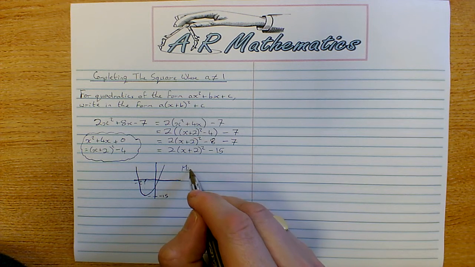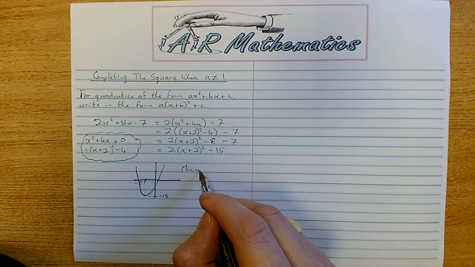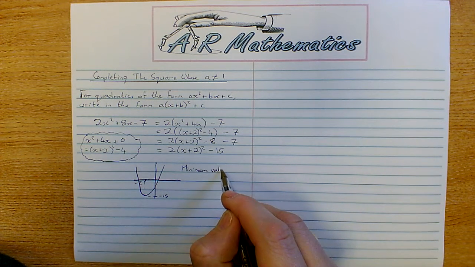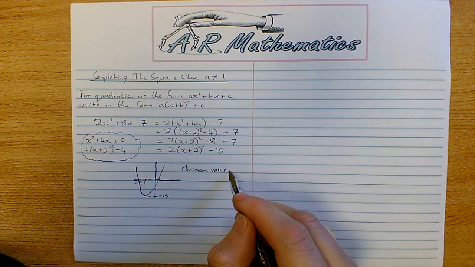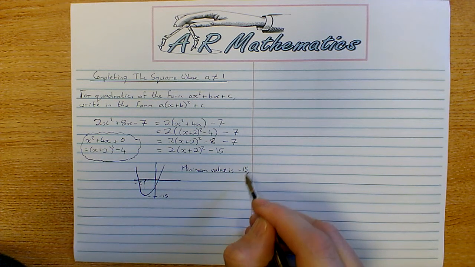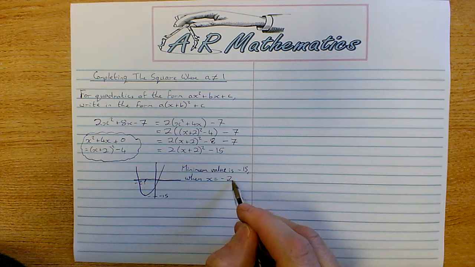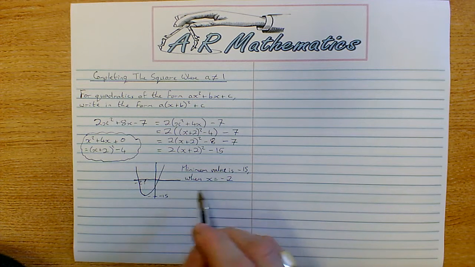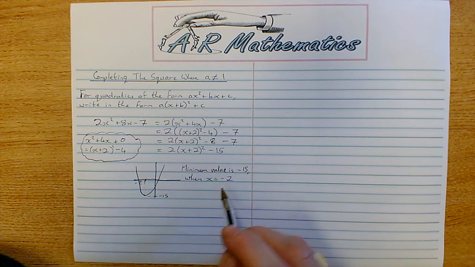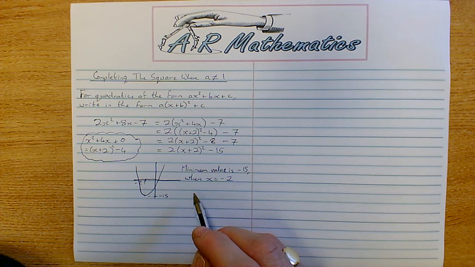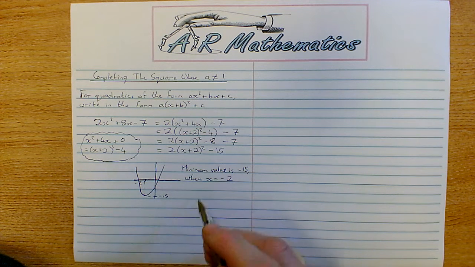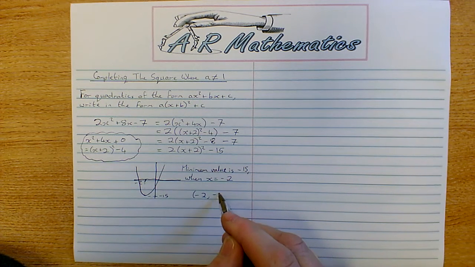So the minimum value is minus 15, and that happens when x is minus 2. In the same way that we did on the previous video, if you're asked for the coordinates of the minimum point, well, the coordinates would be minus 2, minus 15.